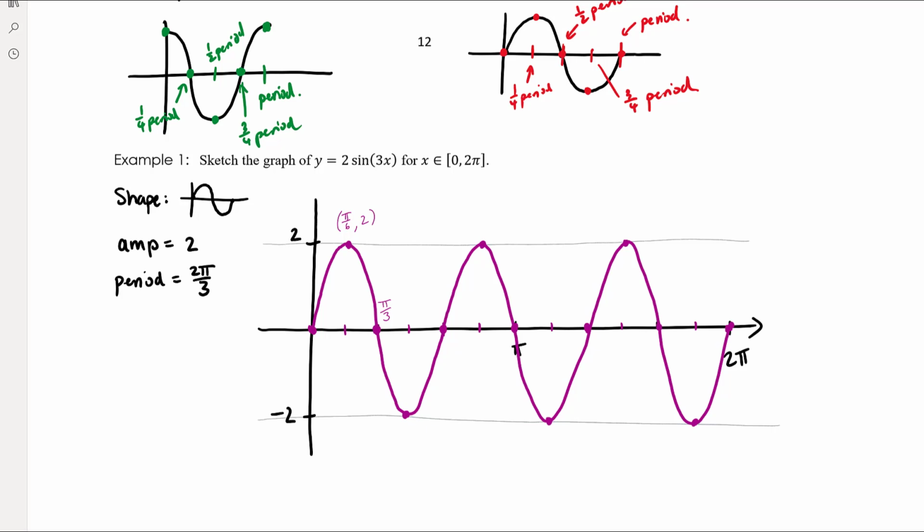Right, 1 pi on 6, 2 pi on 6, 3 pi on 6, which is pi on 2, negative 2. 4 pi on 6, which is 2 pi on 3. 5 pi on 6. 6 pi on 6, which is pi. It's already labelled, but I'll label it again. 7 pi on 6.